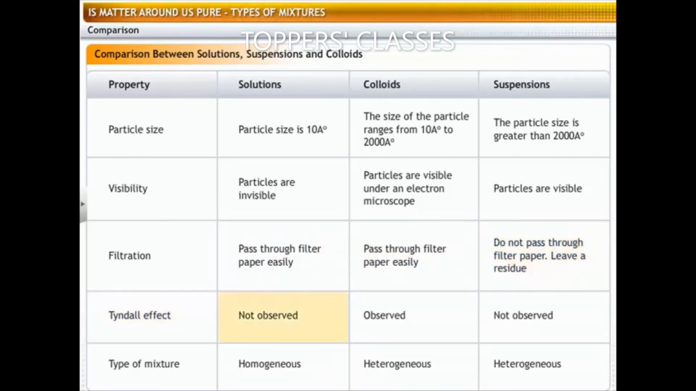The Tyndall effect is not observed in solutions and suspensions, while it can be seen in colloids. A solution is a homogeneous mixture, while both suspensions and colloids are heterogeneous mixtures.